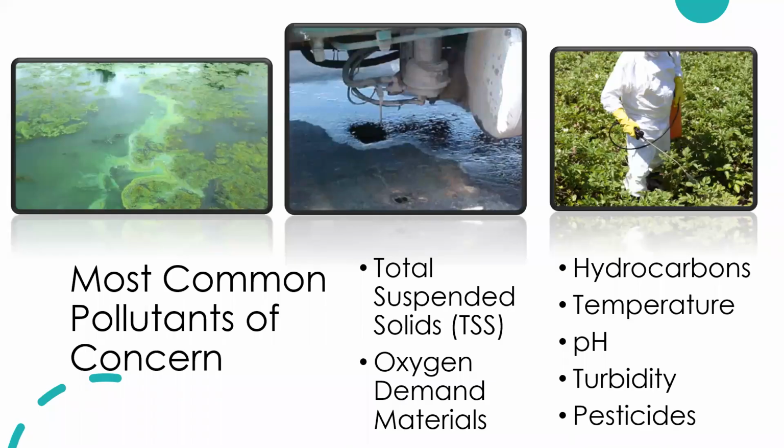So the most common pollutants of concern that's seen in a permit is total suspended solids, which is anything that's just entrained in your water. Oxygen demand materials, which are ones that take oxygen away from the water body, which leads to a lot of plant growth, but not a lot of ability of animals to survive. We also have our hydrocarbons, temperature, which is one a lot of people don't think of. If it is too hot or too cold, you can shock a system very easily. pH, turbidity. So turbidity is just your sediment load, and pesticides as well.